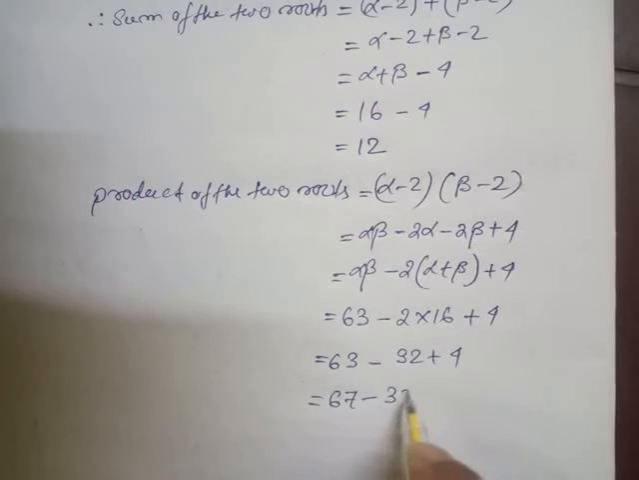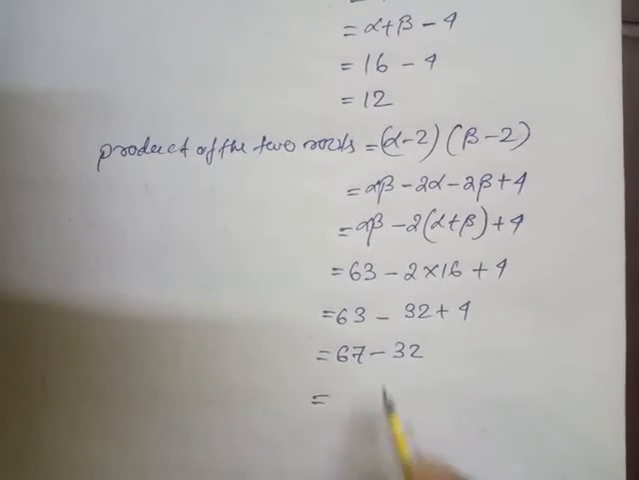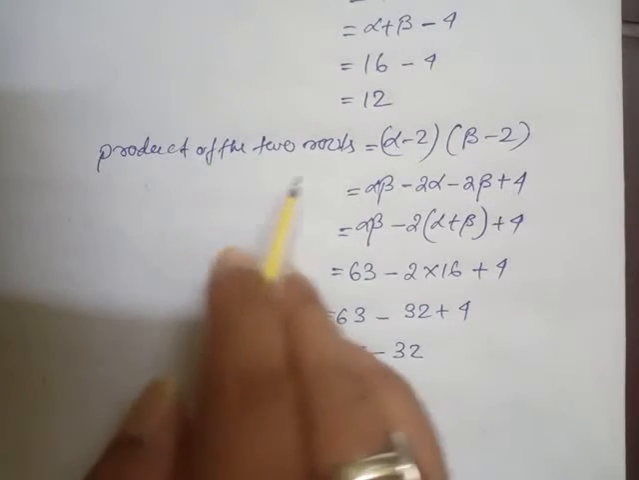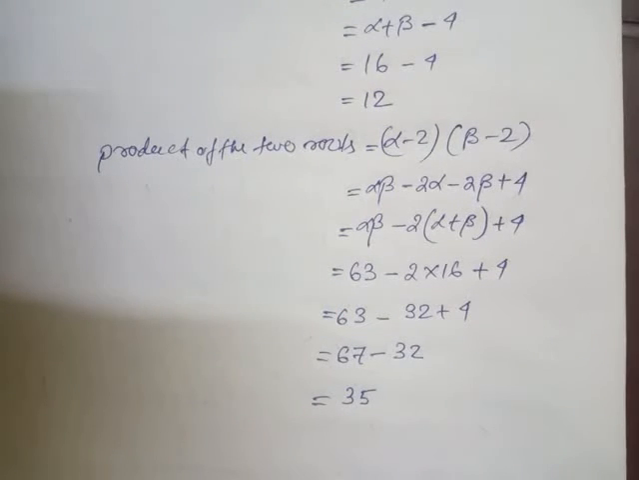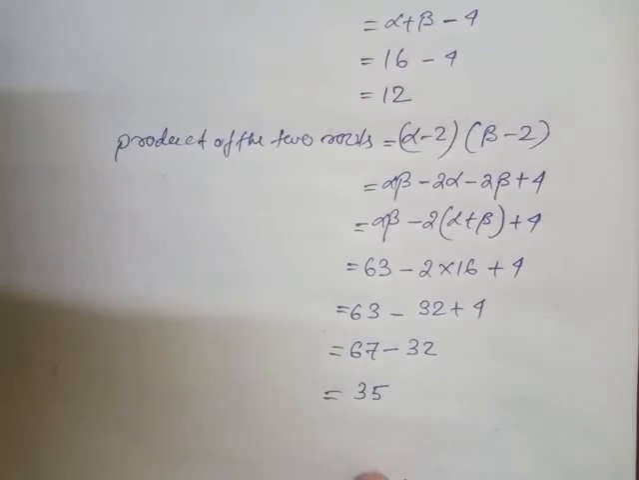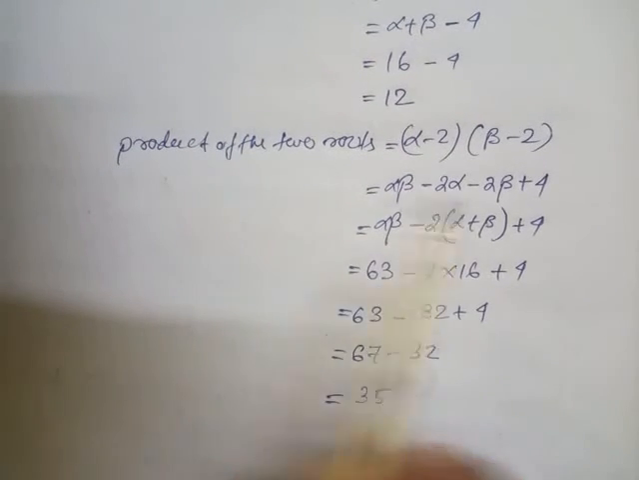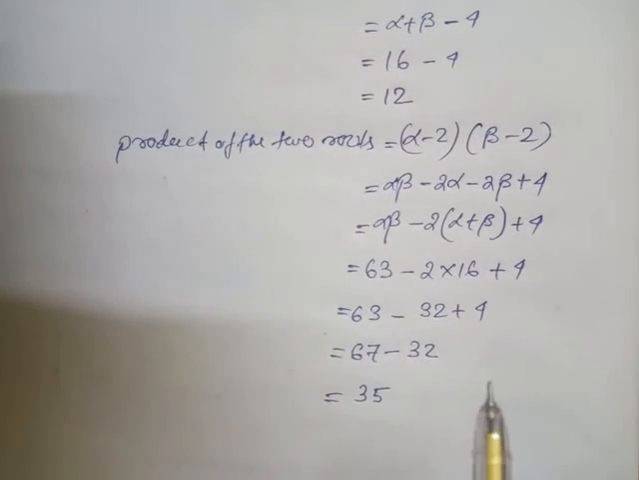Now 63 plus 4 is 67, minus 32. If you go for the subtraction, 7 minus 2 is 5, 6 minus 3 is 3. So the product of the two new roots is equal to 35. Now student, after that we have to find the quadratic equation. With the new two roots, the sum of the roots and the product of the roots, we will write down the quadratic equation.